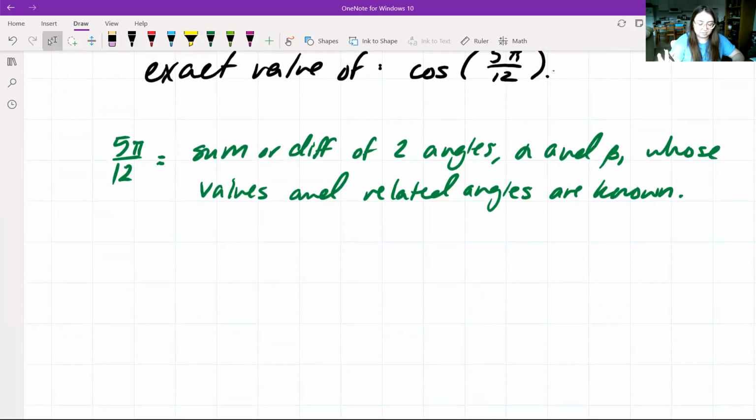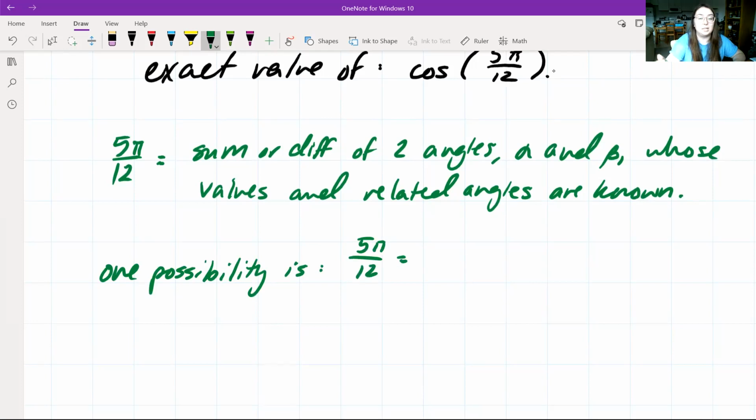So you can split 5 pi over 12 up many ways. The one possibility, and the one that we're going to use, is 5 pi over 12 is equal to 2 pi over 12 plus 3 pi over 12. And 2 pi over 12 simplifies to pi over 6, and 3 pi over 12 simplifies to pi over 4. So two values that are found on the unit circle. And that's the key there.